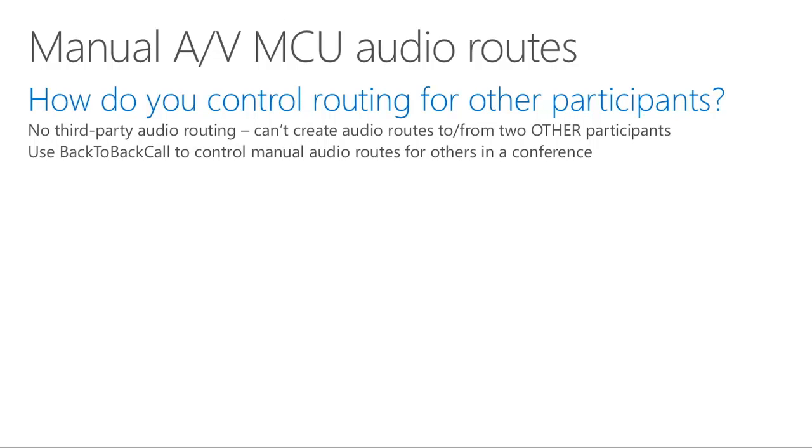Now, I mentioned before that you don't really have control over two other participants in the conference. You can't say these two people can hear each other, but they can't hear anyone else. What you can do, though, is if you use a back-to-back call, that gives you control over the signaling for other participants in the conference. So using the back-to-back call, you can create manual audio routes for other participants by using the audio-video MCU routing instance on the call leg between your application and the conference. I'll show you what that looks like in the code.